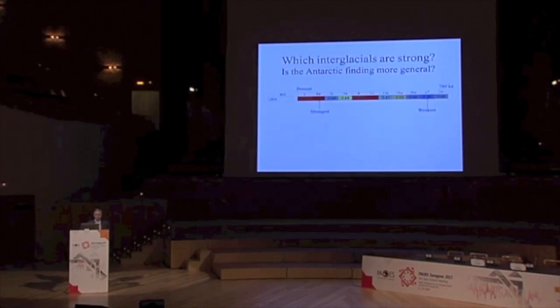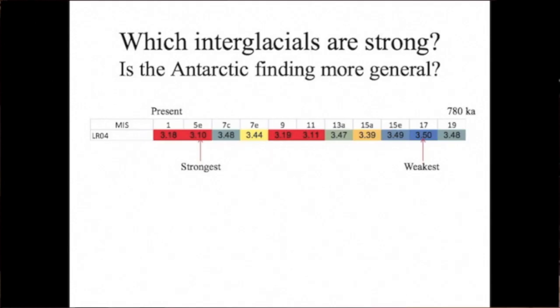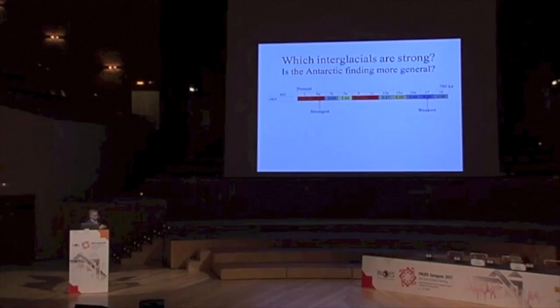Okay, so what we did, I'm going to show you, coming up in the next slide, a very complicated table, and I need to walk you through it so it's not so scary. So what we did was to take the maximum value in each interglacial for a particular parameter, in this case the LRO4 oxygen isotope, so it's the minimum value because minimum means strongest. And we looked at all the interglacials, 1, 5e, and so on to 19. And we said which is the strongest, and the strongest one is coded in red, and which is the weakest, and the weakest one is coded in blue.